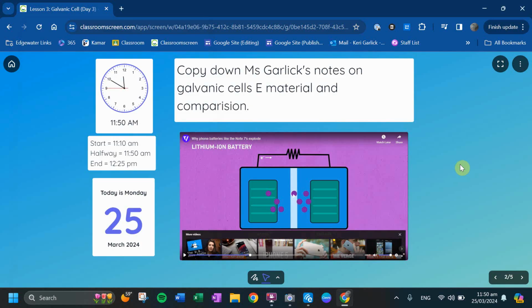All right, I will try to get that video working because it's a nice video to see, just to understand the difference between galvanic and electrolytic cells. Some things to keep in mind is that there are situations where you could have both an electrolytic and galvanic cell. The great example would be your cell phones, and that's what that video is talking about.